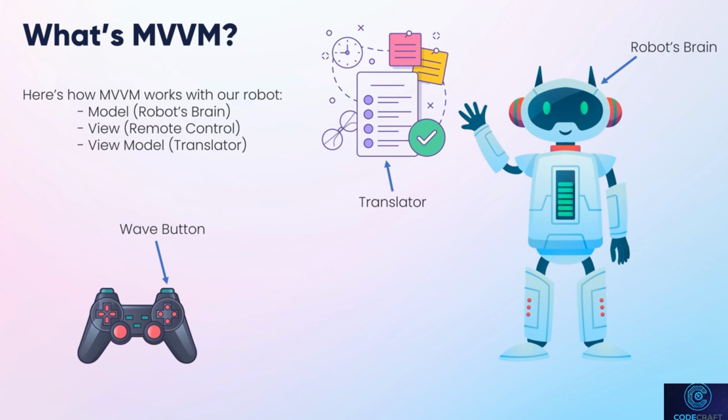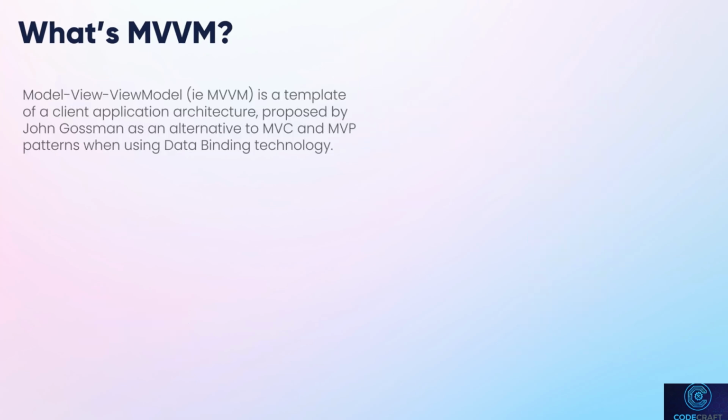So, in simple terms, MVVM helps us control our robot or application by separating the brain, which is the model, the remote control, which is the view, and the translator, which is the view model. This separation makes it easier to manage and control what our robot or application does, just like using a remote control to make our robot perform different tasks. Let's see MVVM in Android.